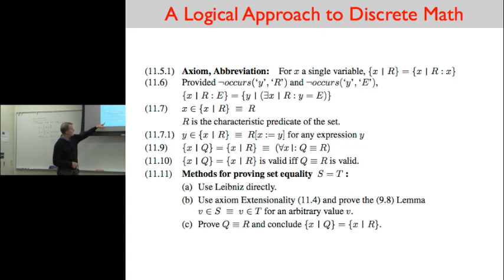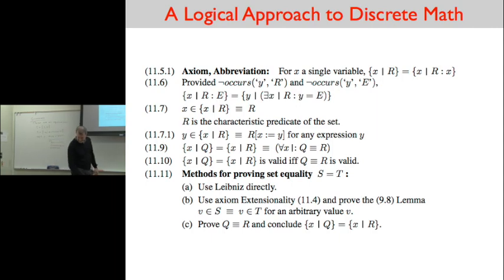And 11.11c, the third technique, is to show that this set equals this set, all you have to do is show that Q equals R, okay? And that comes from 11.10. So 11.10 is the basis of a proof technique, and we'll do that one occasionally. But the one by far that's the most important is 11.11b. Okay.